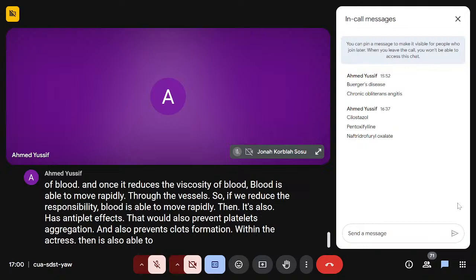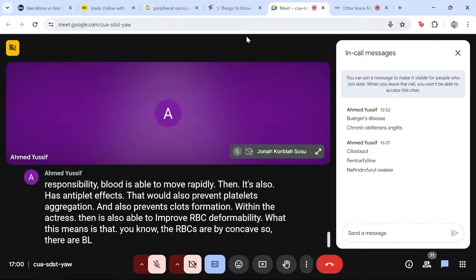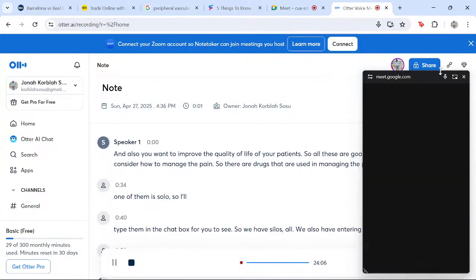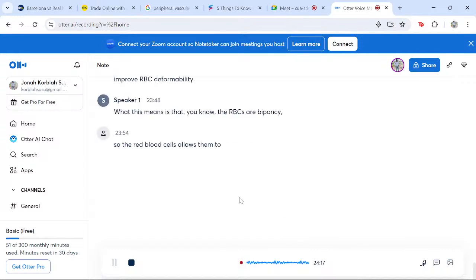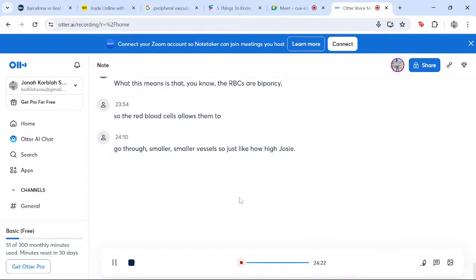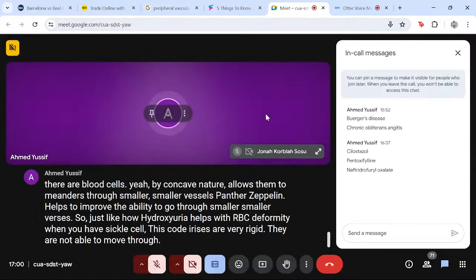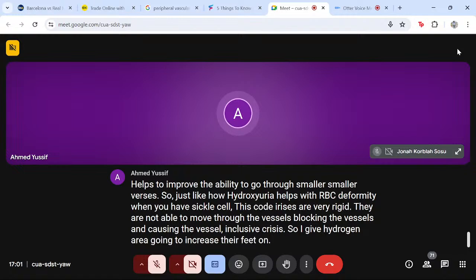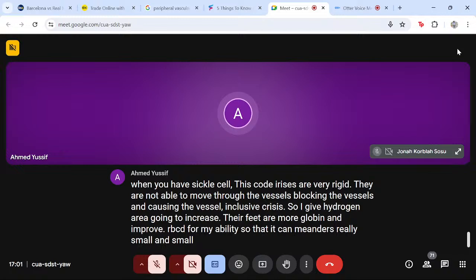Then it's also able to improve RBC deformability. What this means is that the RBCs are biconcave. The red blood cells, their biconcave nature allows them to meander through smaller vessels. So pentoxifylline helps to improve their ability to go through smaller vessels. Just like how hydroxyurea helps with RBC deformability when you have sickle cell. These sickled RBCs are very rigid. They are not able to move through the vessels, blocking the vessels and causing the vaso-occlusive crisis. So when you give hydroxyurea, it's going to increase the fetal hemoglobin and improve RBC deformability so that it can meander through smaller vessels. It's the same for pentoxifylline.